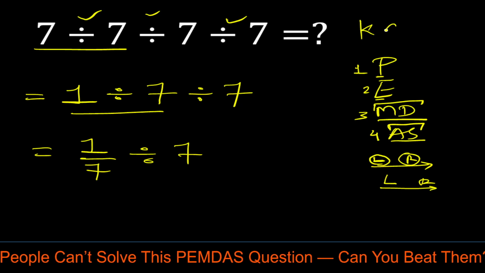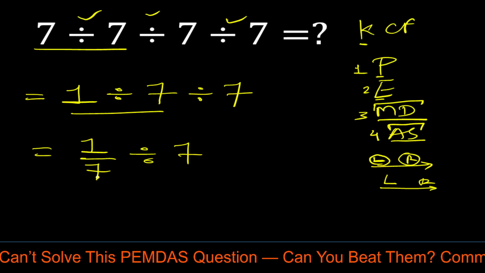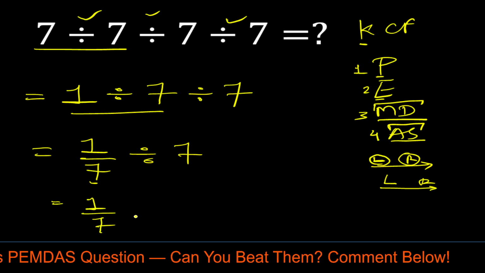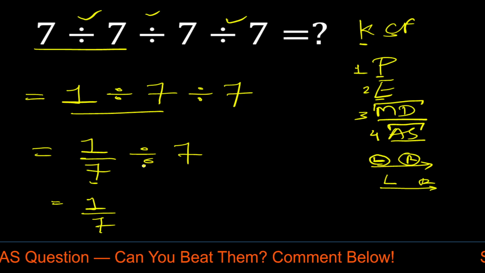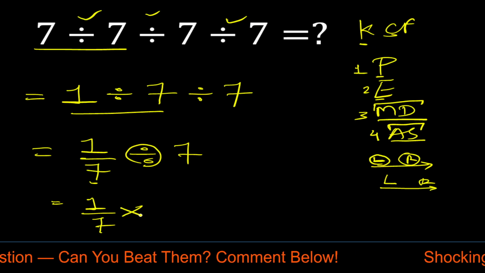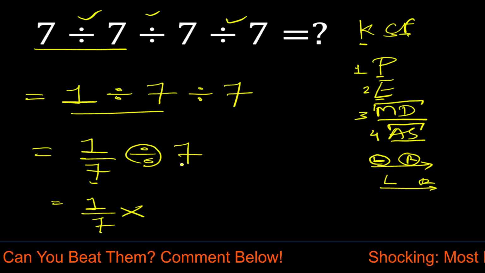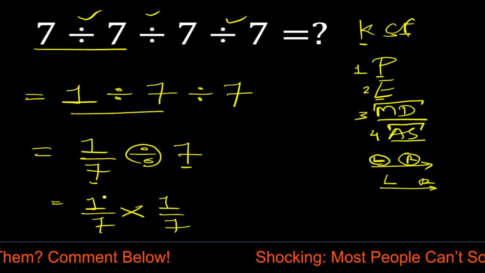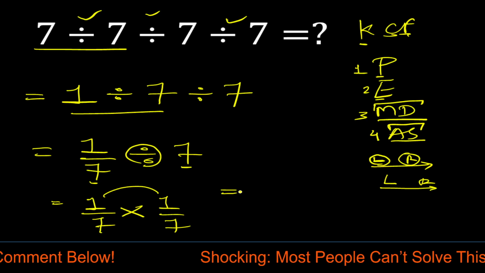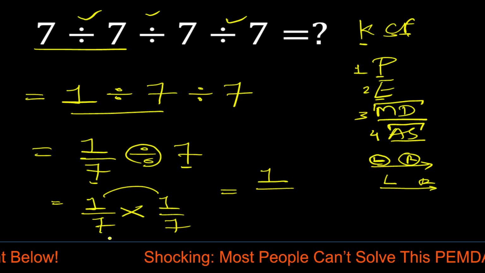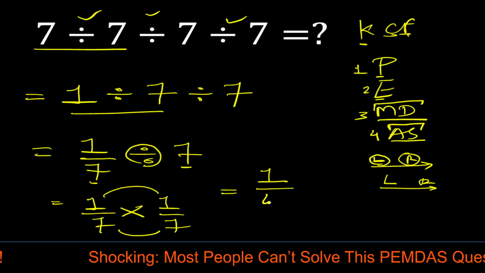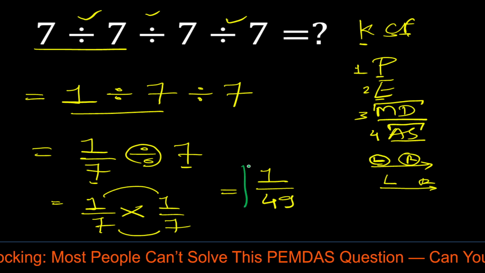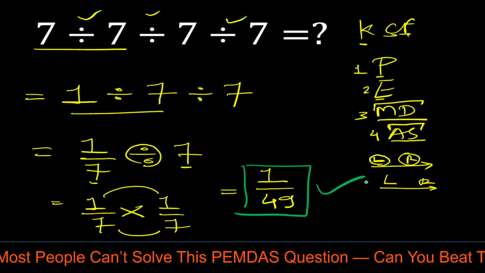Now according to the KCF rule, K means keep this first fraction 1 upon 7 as it is the same. Then C means change this sign from division to multiplication. Then F means flip this 7 to 1 upon 7, right? Now 1 times 1 is equal to 1. And 7 times 7 is equal to 49, right? So the correct answer is 1 upon 49.